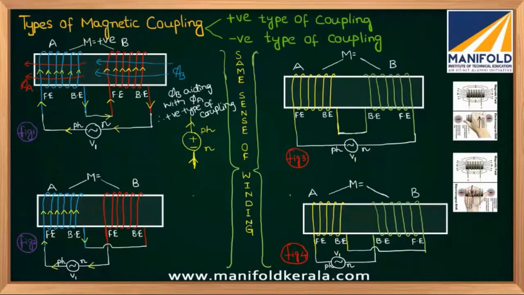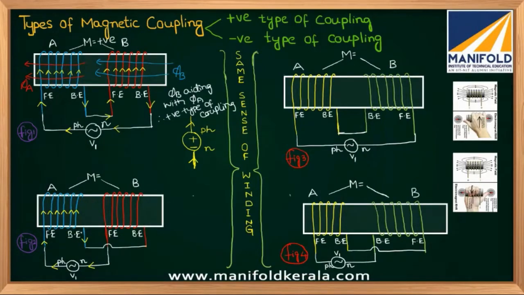Please try to understand. Here, in figure number 1, the back end of your coil A is connected to the front end of coil B. Whereas in figure number 2, the back end is connected to the back end of coil B, and the front end of coil A is connected to the front end of coil B. Just try to see this connection.